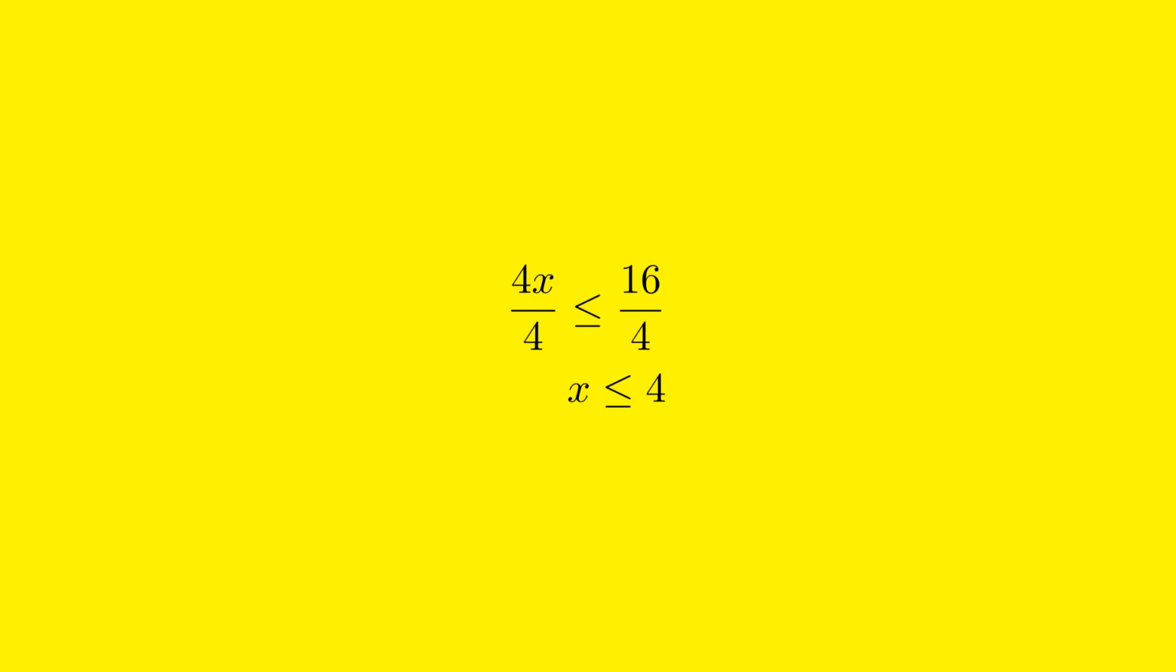In inequality notation, the solution is x less than or equal to 4. In interval notation, this is written as negative infinity to 4, inclusive of 4, represented with a square bracket.